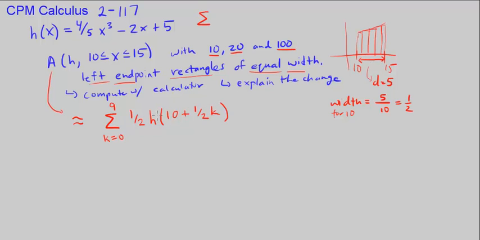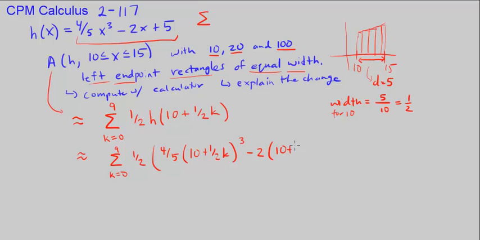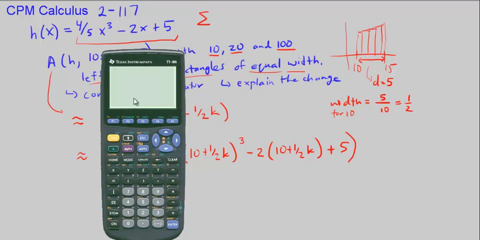This will approximate it, but we can't put it in our calculator like that. We need to get rid of the function h and put in h of x for what it is. So it's the sum from k equals 0 to 9 of 1/2 times 4/5 times 10 plus 1/2 k cubed, minus 2 times 10 plus 1/2 k, plus 5. Close the parentheses there because we opened it here. Let's put this in our calculator and see what we get.